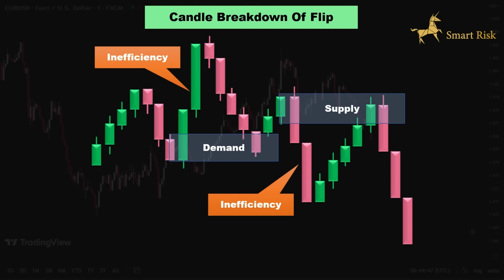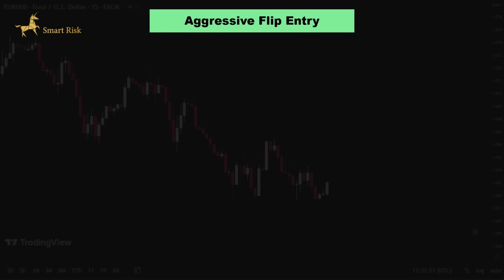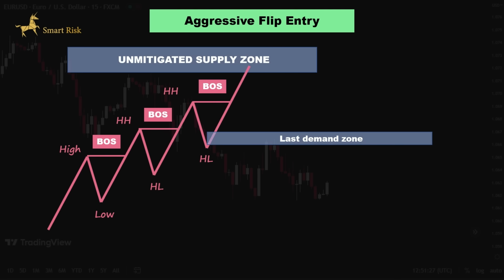So next, I'm going to show you how to use aggressive and conservative entries to place trades with the flip setup. I'm going to start with the aggressive entry. As you can see, we have a valid flip pattern: price rejected from a higher time frame supply, couldn't make a new high, and after testing the most recent demand zone, broke it downward.